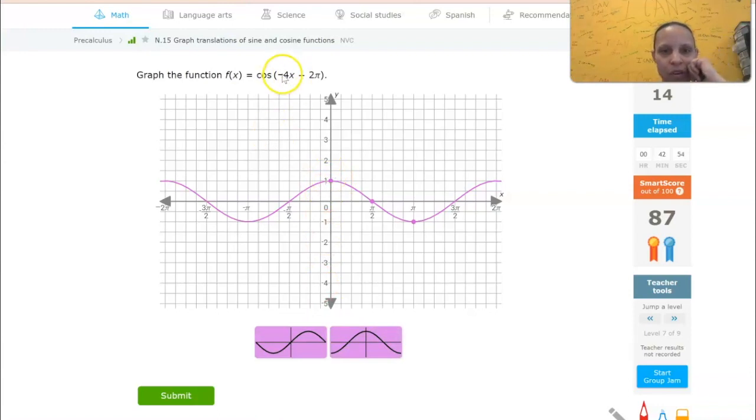So the very first thing we're going to do is this negative. Negative inside is opposite no matter where you look at it. So you think flip over the x, but it's really flip over the y.